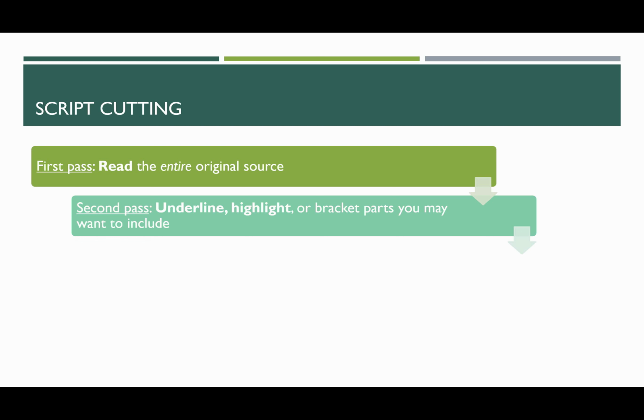Next, you want to start underlining, highlighting, or bracketing parts of your script that you may want to include. Now, obviously, you probably don't want to write directly on the source, so either make photocopies, do it on OneNote if you scan it, or find a digital version, right? So when you're reading through, or after you're reading through, just go through the original source and mark down the places where you might think it might fit into the script. Don't worry about marking too many places yet, because this is just the preliminary stage of the cutting, right? Just put down everything that you think might work.